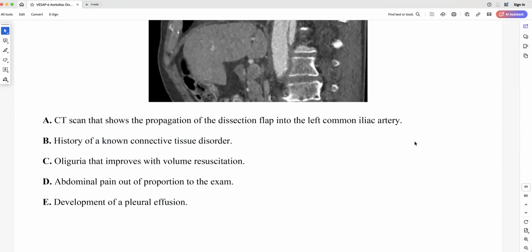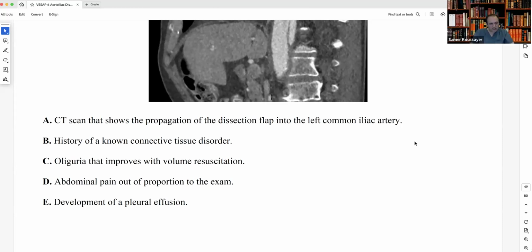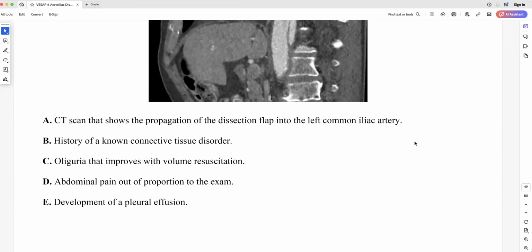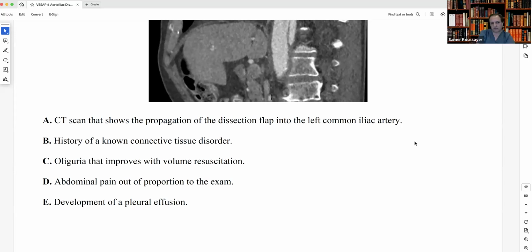C, oliguria that improves with volume resuscitation. No, that... Okay, the kidney is perfused well, it only improved with volume resuscitation. Okay, so if this is just oliguria without improvement with volume resuscitation, is it an indication? If it affected the renal, in the exam, the kidney.